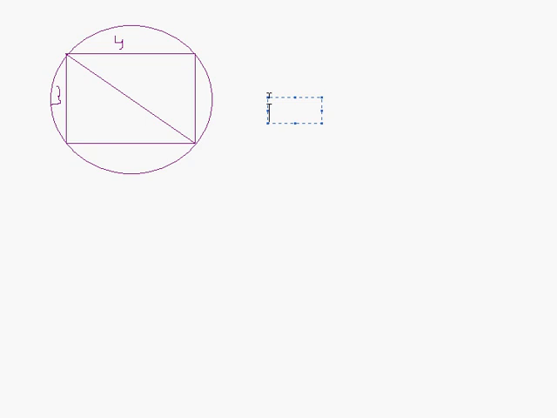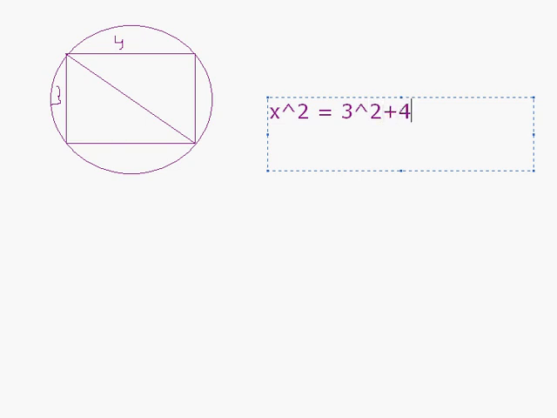So what does it say? Pythagoras theorem says let the diagonal be x. x square is equal to 3 square plus 4 square, okay? So it will be equal to 9 plus 16, that is equal to 25, right? That means x is equal to 5.